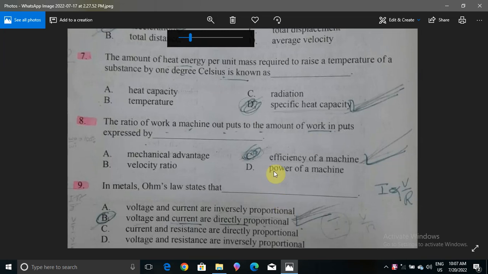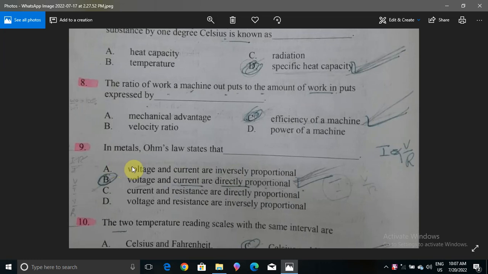Now question number 9. In metals, Ohm's law states that what? Voltage and current are inversely proportional, or voltage and current are directly proportional, or current and resistance are directly proportional, or they are inversely proportional. Now the correct answer will be what? We know that the formula is current is equal to voltage over resistance, right? So that means voltage and current are directly proportional. So Ohm's law states that voltage and current are directly proportional.